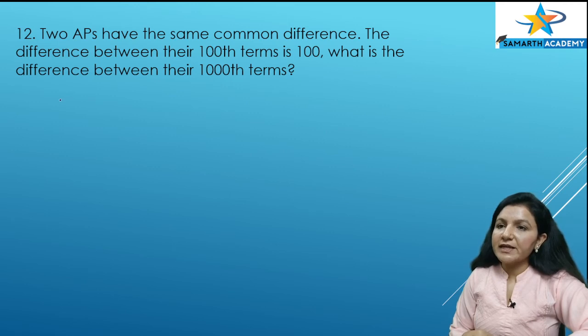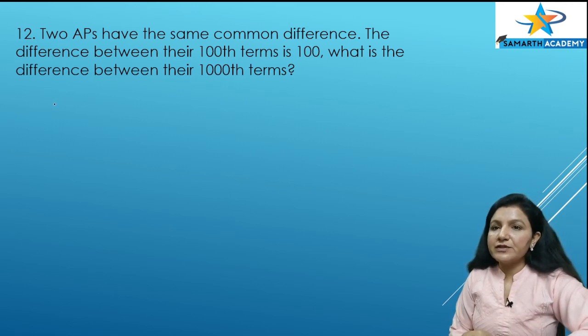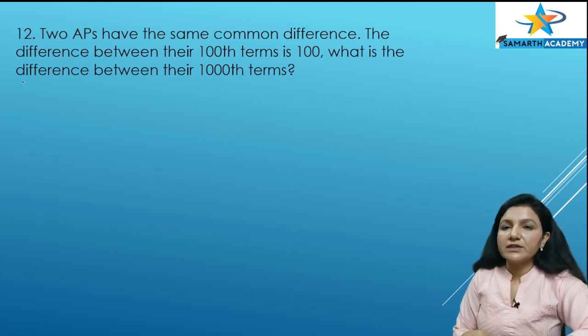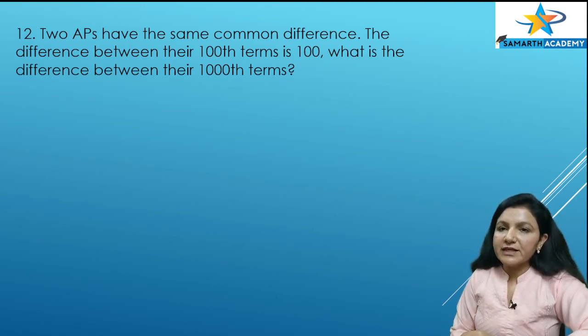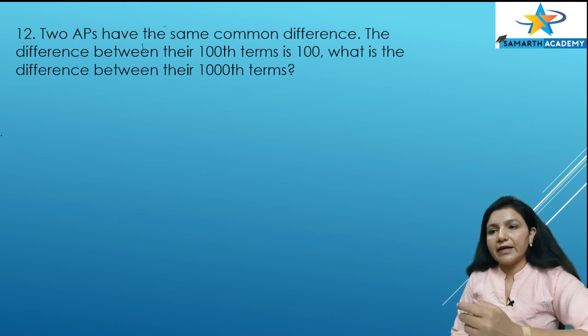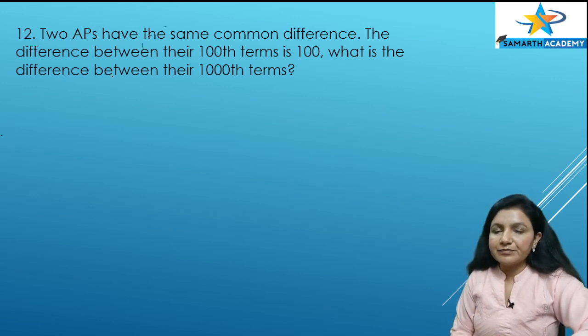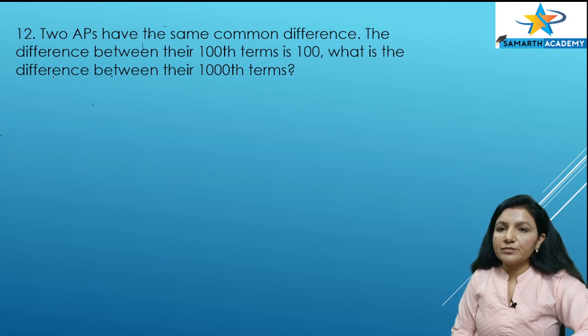Question 12. Two APs have the same common difference. The difference between their 100th terms is 100. What is the difference between their 1000th terms? So, two APs have the same common difference. So, let us take the APs as A plus D and B plus D and so on.